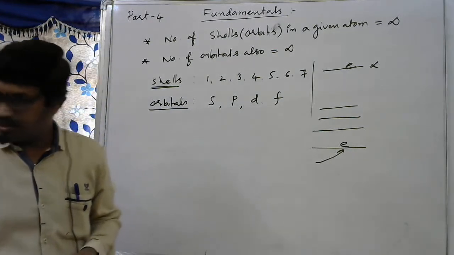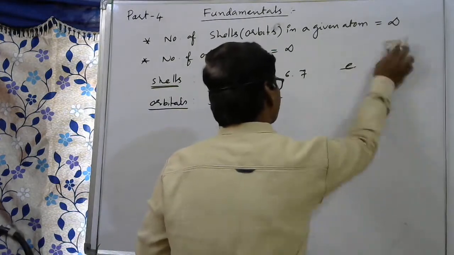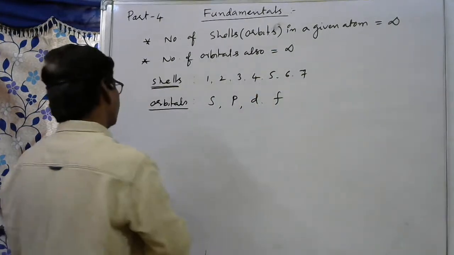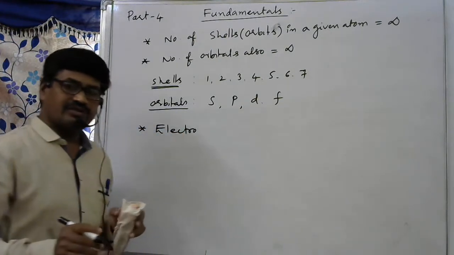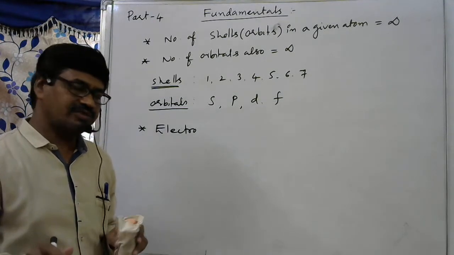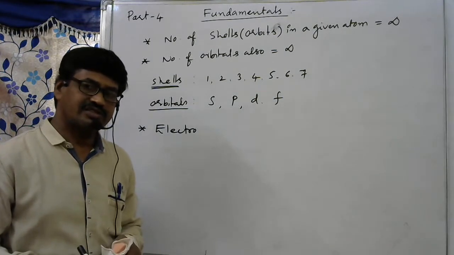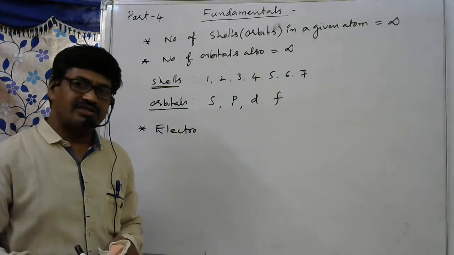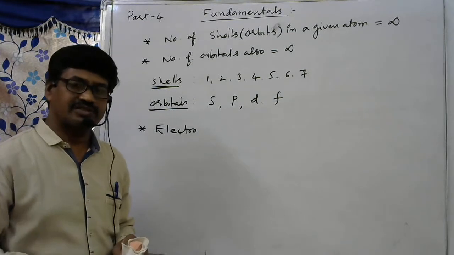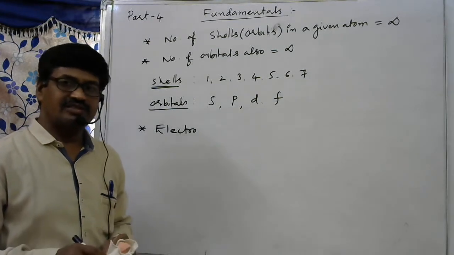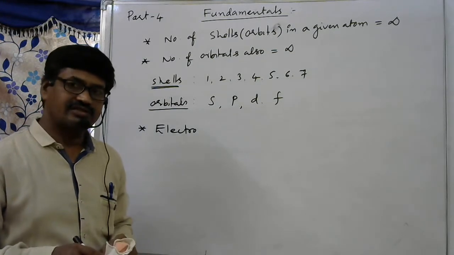This thing you have to remember. Now I am writing here: what is electron configuration, EC? This is fundamental. If you don't know about electron configurations, almost all concepts in chemistry depend on them. If you don't know how to write electron configurations from the atomic number, then there is no use. It is not at all possible to understand the other concepts. So this is the basic thing.